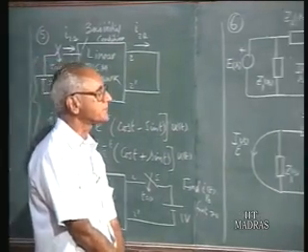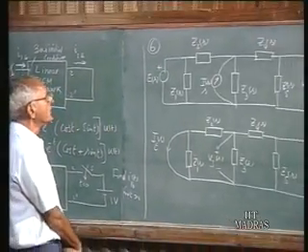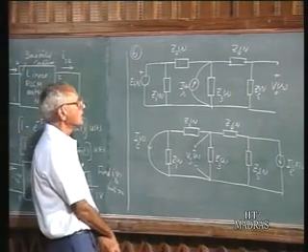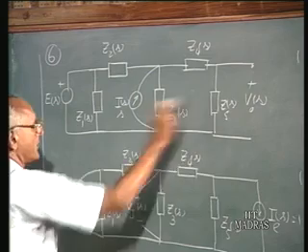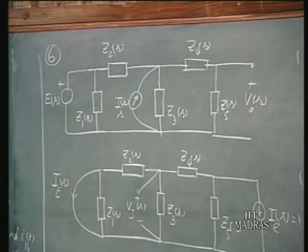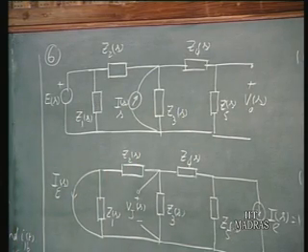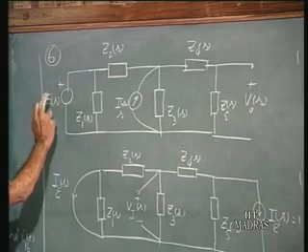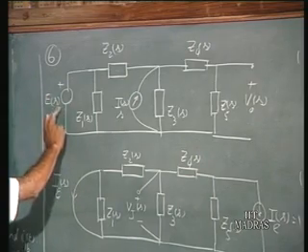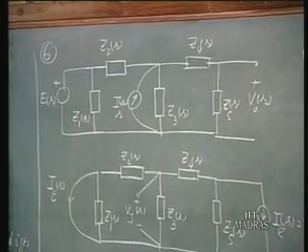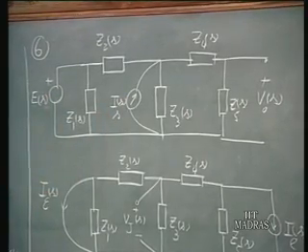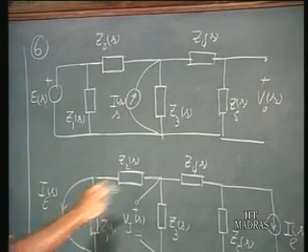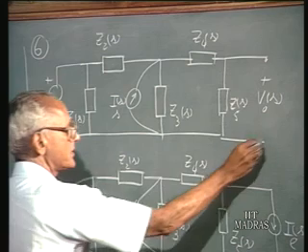Sixth problem: you have a network comprising Z1, Z2, Z3, Z4, Z5 linear elements, and that network is excited by two sources, a voltage source E of S and a current source I of S. So these are the sources in the transform domain. You have to find the open circuit voltage at these two terminals.